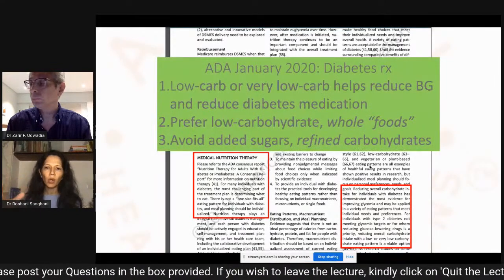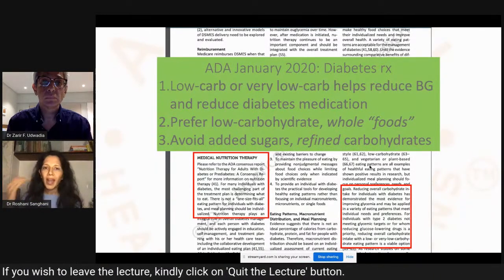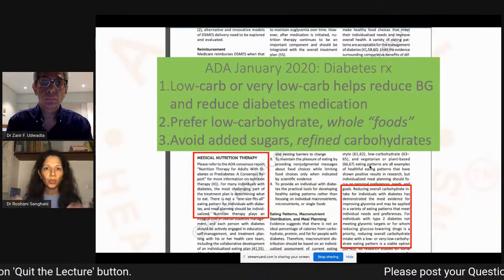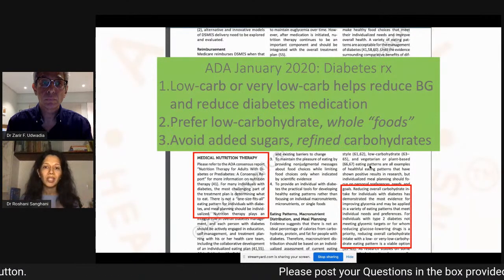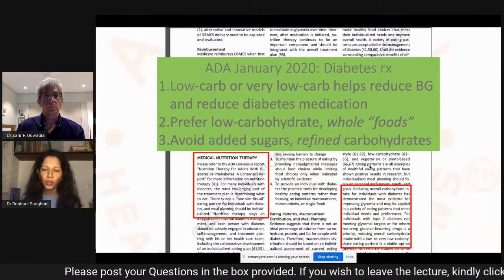And in summary, what it says is going low carbohydrate or very low carbohydrate naturally brings your blood sugars down while reducing your diabetes medication. So this is an accepted way of treating diabetes. This is science. Okay, so going low carb helps you bring the blood sugars down.